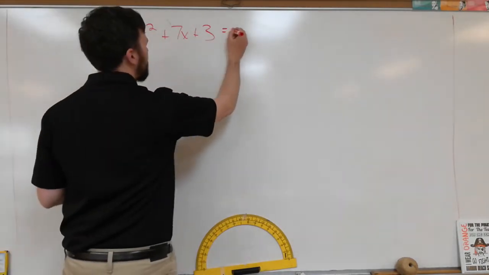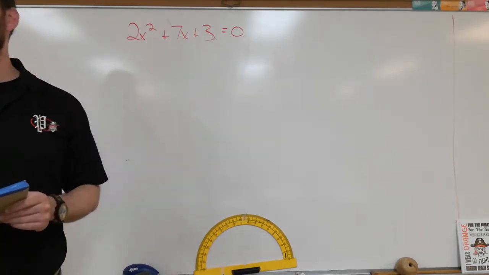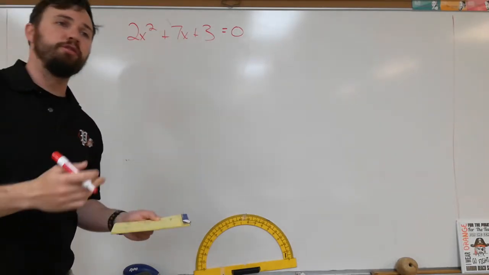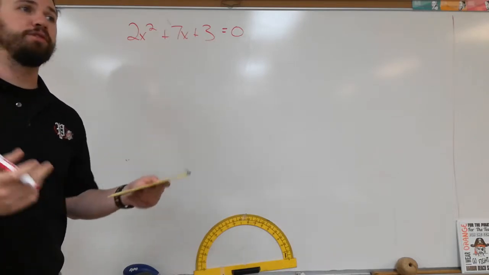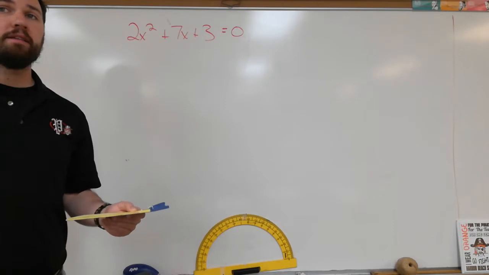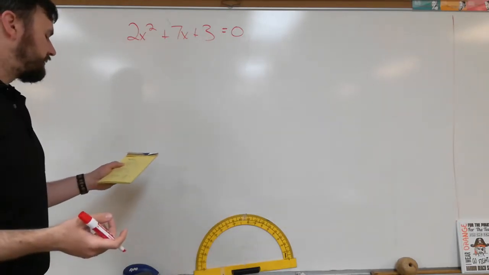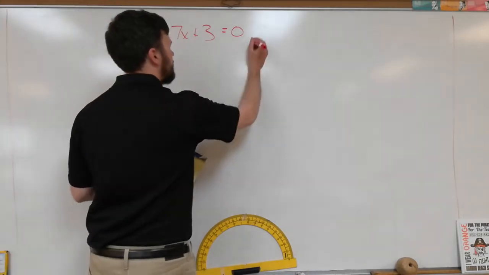Uh-oh, we have a number in front of our x squared. But the good news is our equation equals 0. Now, one way you might have been taught to do this already is to guess and check. Like, you put your 2x and your x, and then you start guessing which factors are going to work, and you plug them in and see which ones work, right? I'm not a huge fan of it, but if it works for you, it works for you. I like to do it this way.